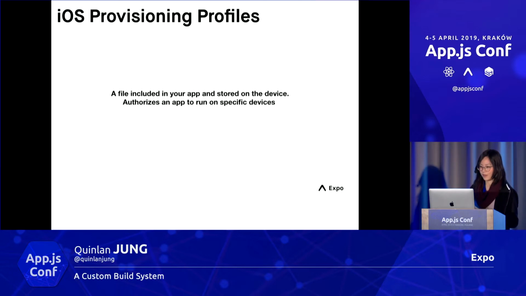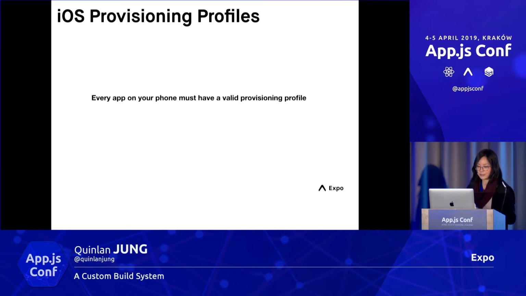A provisioning profile is a file that's included in your app and it's stored on your device. So it authorizes your app to run on specific devices. And the real takeaway here is that every single app on your phone must have a valid provisioning profile. In iOS, if you try to download an app that doesn't have a provisioning profile or it has an invalid one, iOS will veto that install, and it just won't install on your iOS device.